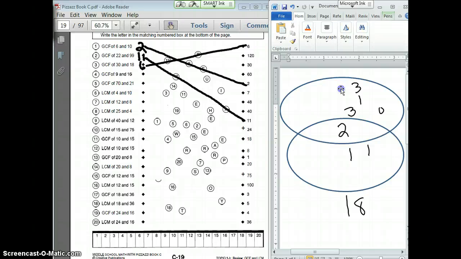Common factors between 9 and 16. Boy, this is taking a long time to erase. I'm afraid to touch anything else though. 9 and 16.